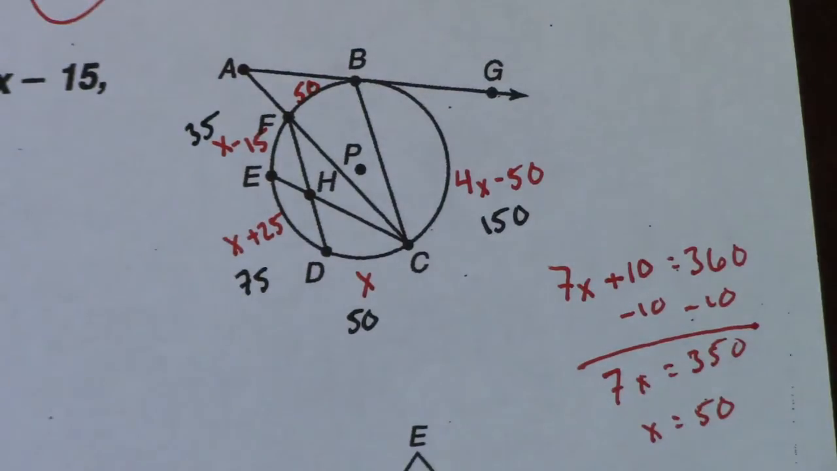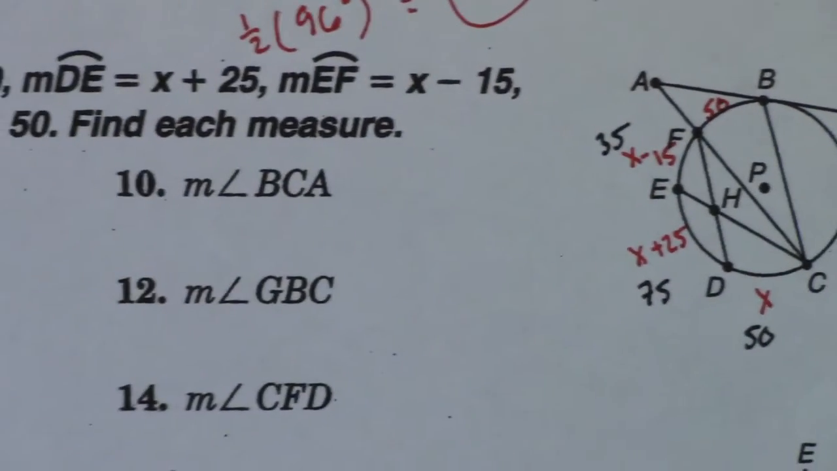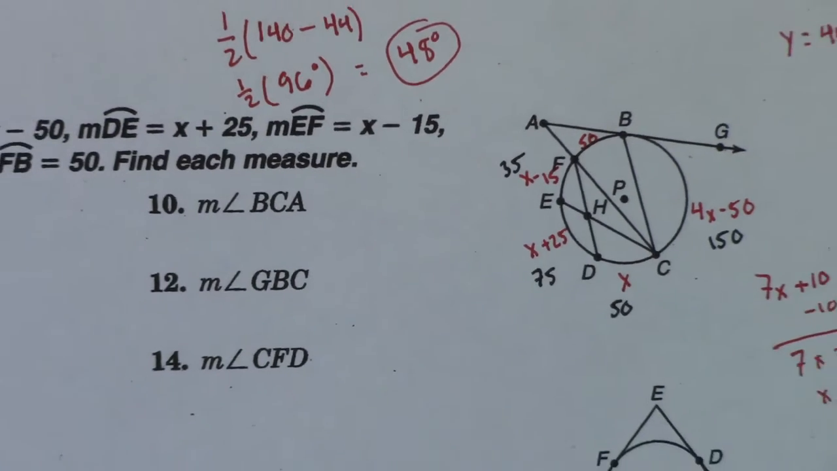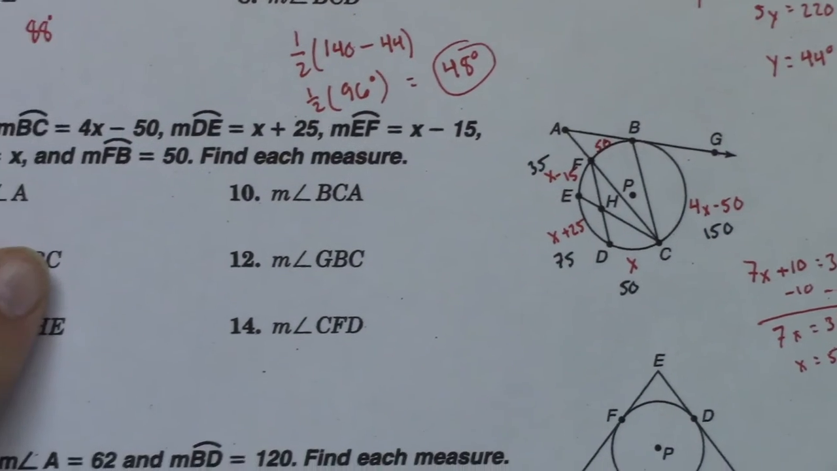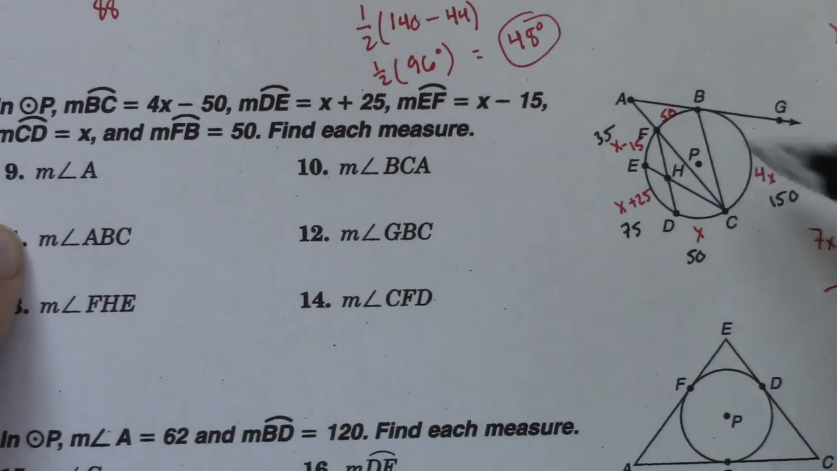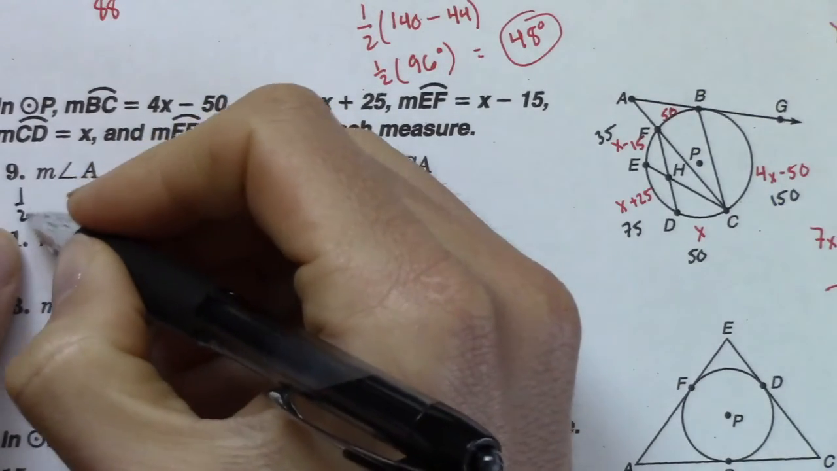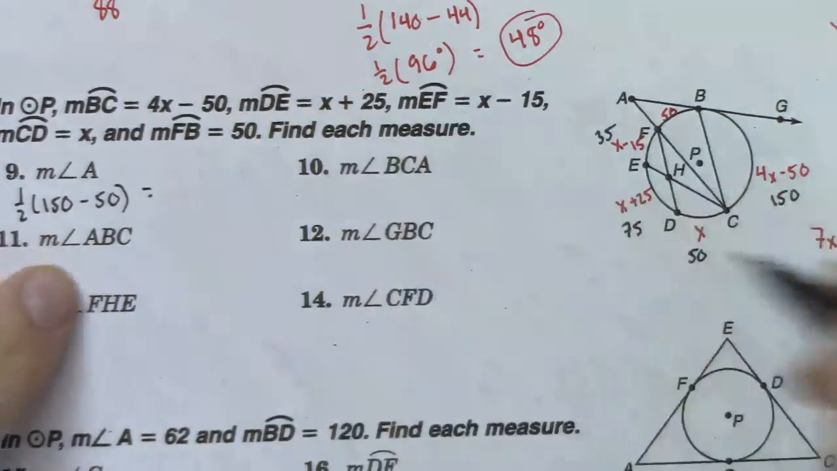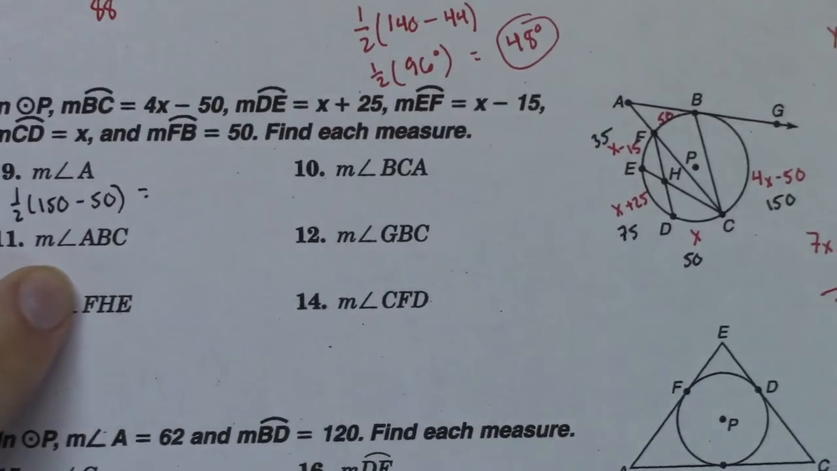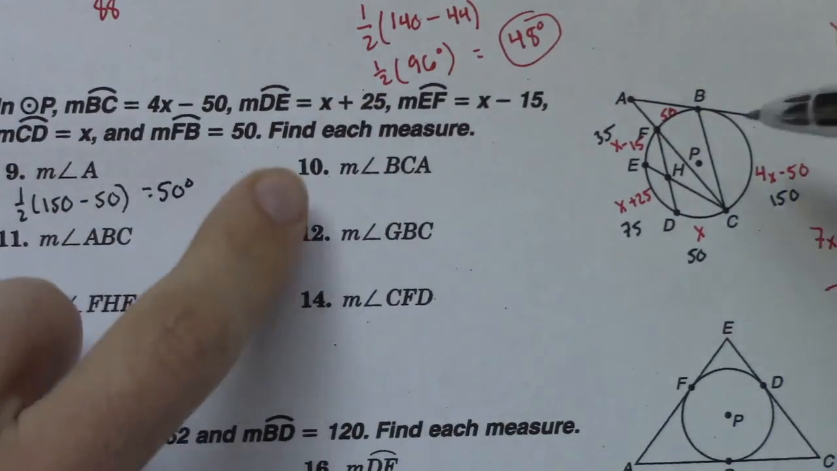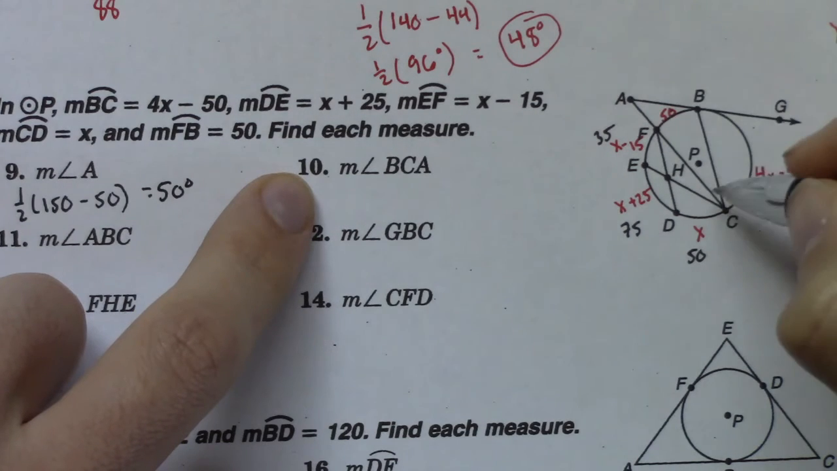So now that we've got all the angles for those intercepted arcs, let's jump out to the actual problems. So first up, part A, angle outside the arc, big minus small. So I've got 1/2 of 150 minus 50. That's 1/2 of 100. Excuse me. 50 degrees.